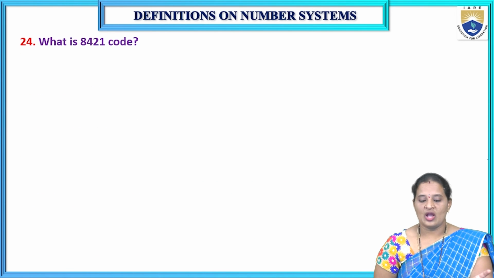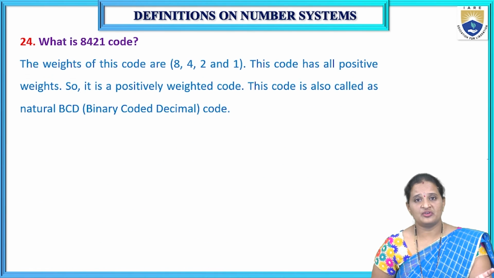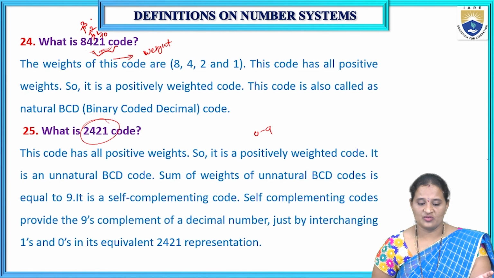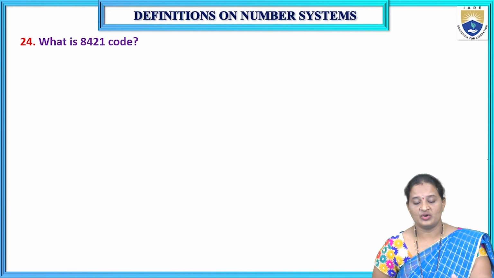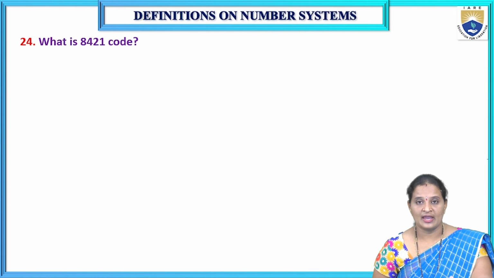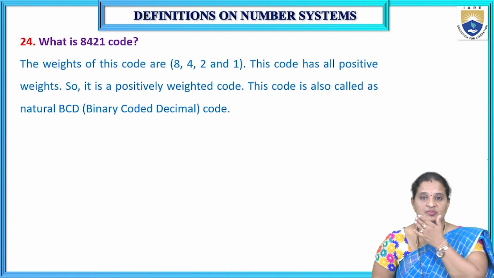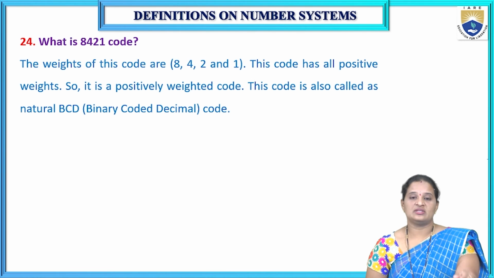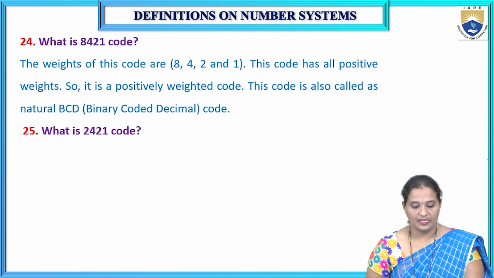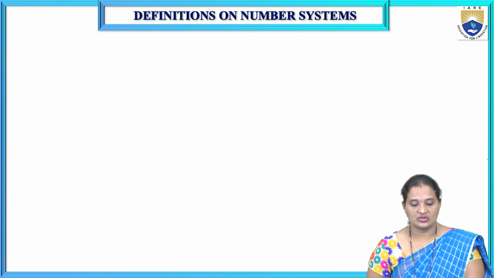Okay. Now coming to the 8421, just now we have seen the 8421 code is a code in which the positional weights are 8421 and it is a positively weighted code. This code is also called natural BCD. Now 2421, this is also done.